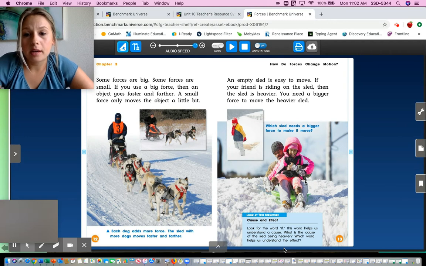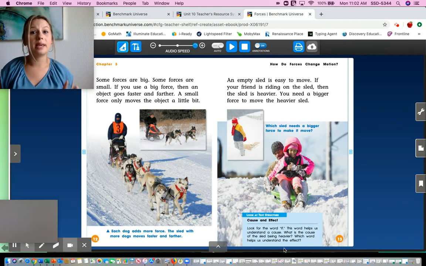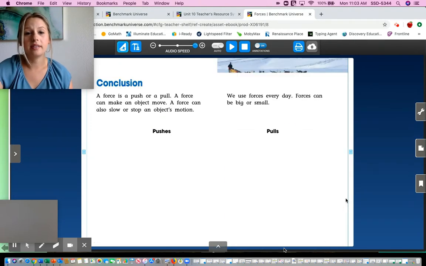We also talked about weight too. Weight makes a difference. So if you look, this dad and the daughter are sitting on the sled. It's going to be heavier. They probably need a really big push. Where this boy's sled, there's nobody on it. So he doesn't have to put in a big push, right? Or a big pull. It's light. This one's heavy because people are sitting on it.